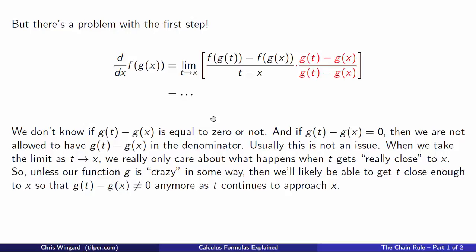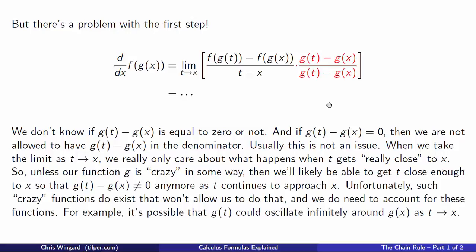In other words, we could get t close enough to x so that this expression, g of t minus g of x, is never 0 anymore. And most of the time, for most functions that we encounter, we will probably be able to do that. But we're not guaranteed that we can. Such crazy functions do exist that won't allow us to do that, and we do need to account for those crazy functions.